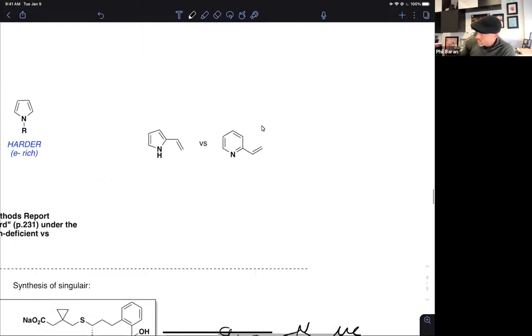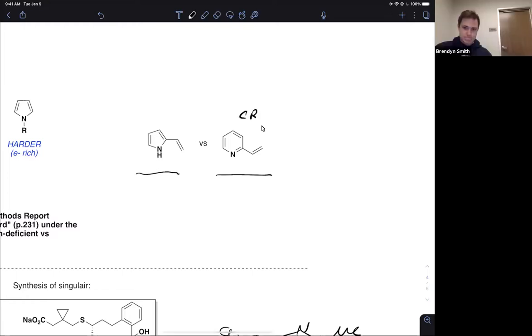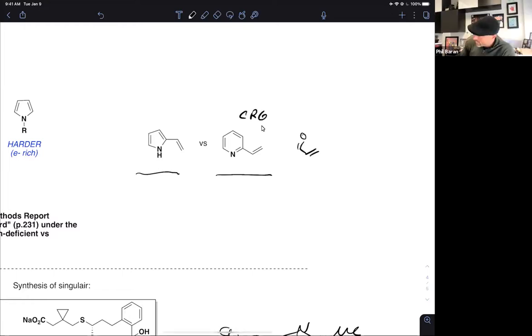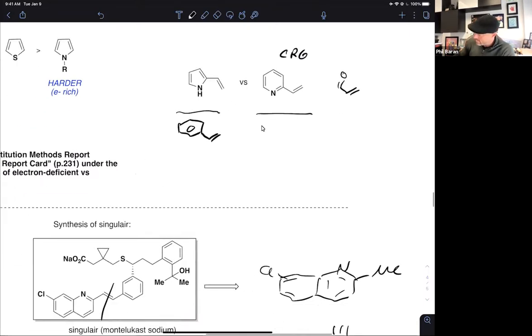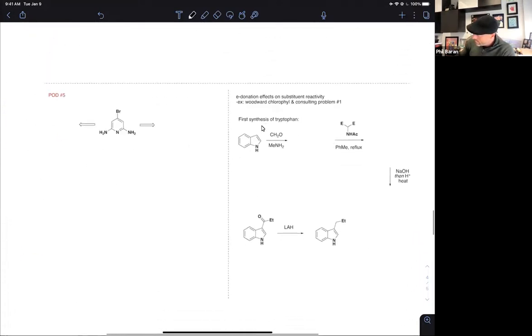In the case of these two, this is kind of topical. One of these is a covalent reactive group and one of them is not. Brendan, which one is the covalent reactive group? Definitely the pyridine. This one is basically methyl vinyl ketone hiding. This one is styrene hiding. Easy, right? This is intuitive stuff. So we don't need to spend too much time on it.